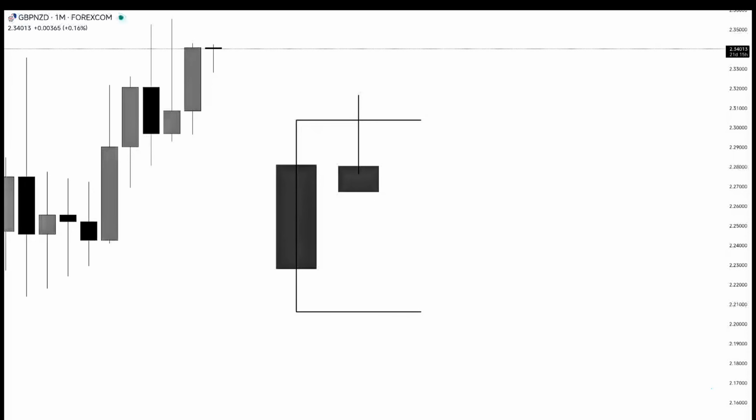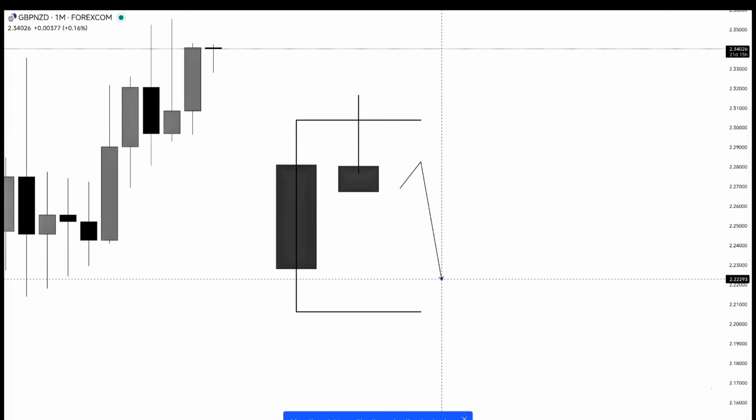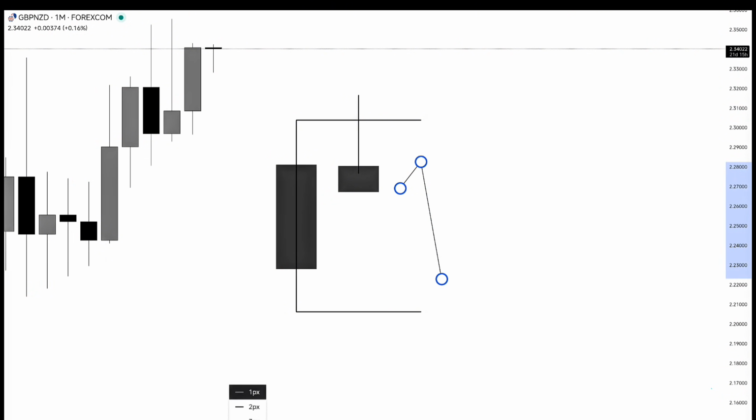So wherever it is, you're anticipating a dump or a pump. In this scenario, you look for a dump to the downside, because you've already manipulated that high. Then you look for the continuation to the downside.